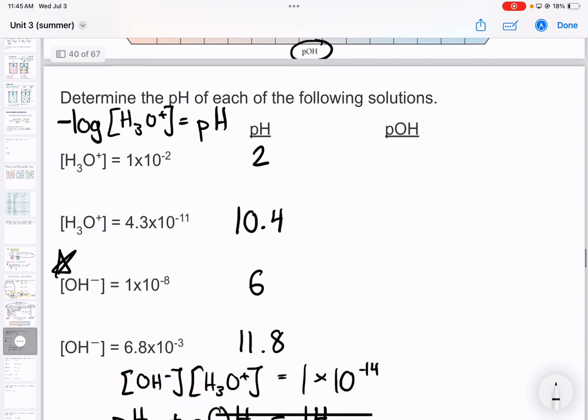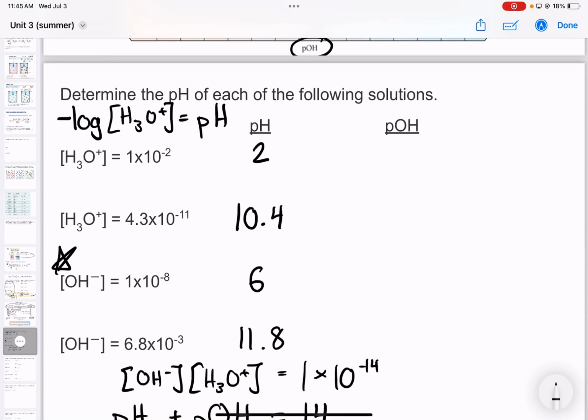So let's do the last column. So maybe do the last 2 first, because they're easiest. So to go from OH to POH, we just have to take the negative log. And then from H3O plus, you'll have to take 2 steps. You get to decide, maybe do one way and one the other. You can go through pH first, or you can go through OH and then POH.